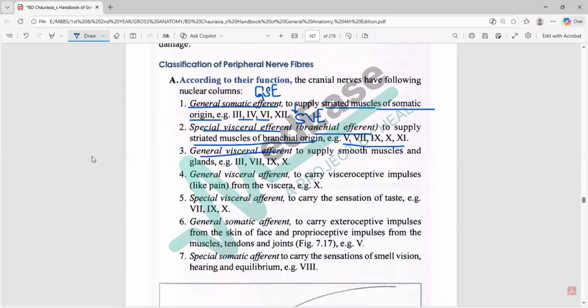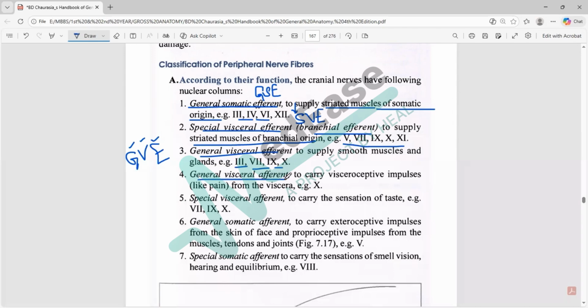Then we have the general visceral efferent, which is GVE. As the name suggests, it is the general pathway from the viscera, providing the outflow to the viscera. This is mainly involved in the secretion of the various viscera as well as the contraction of smooth muscle. This involves nerves 3, 7, 9 and 10. You guys need to remember this.